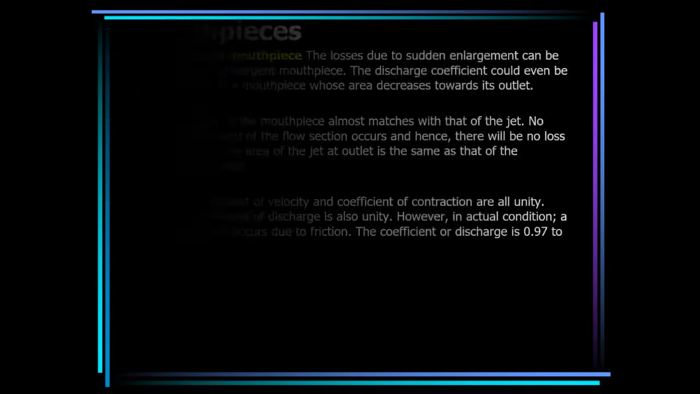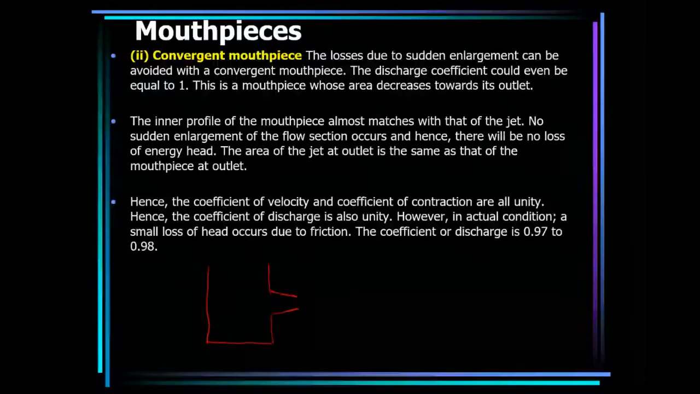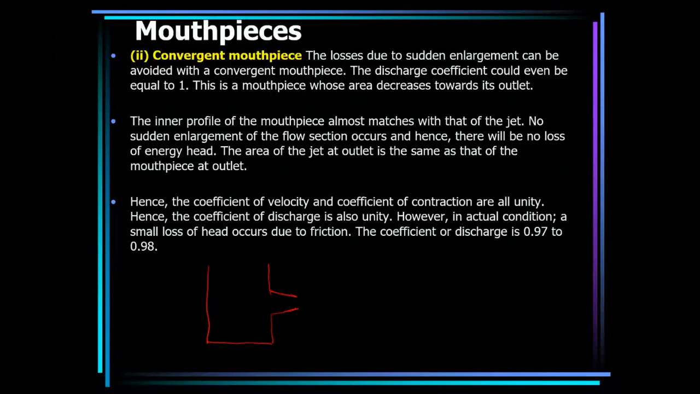Now, another one is the convergent mouthpiece. As the word implies, convergent, so it is converging. If you have an orifice, you have the mouthpiece like converging, okay? Converging, meaning cross-sectional area is reducing with distance, okay? And then water will be jetting out.